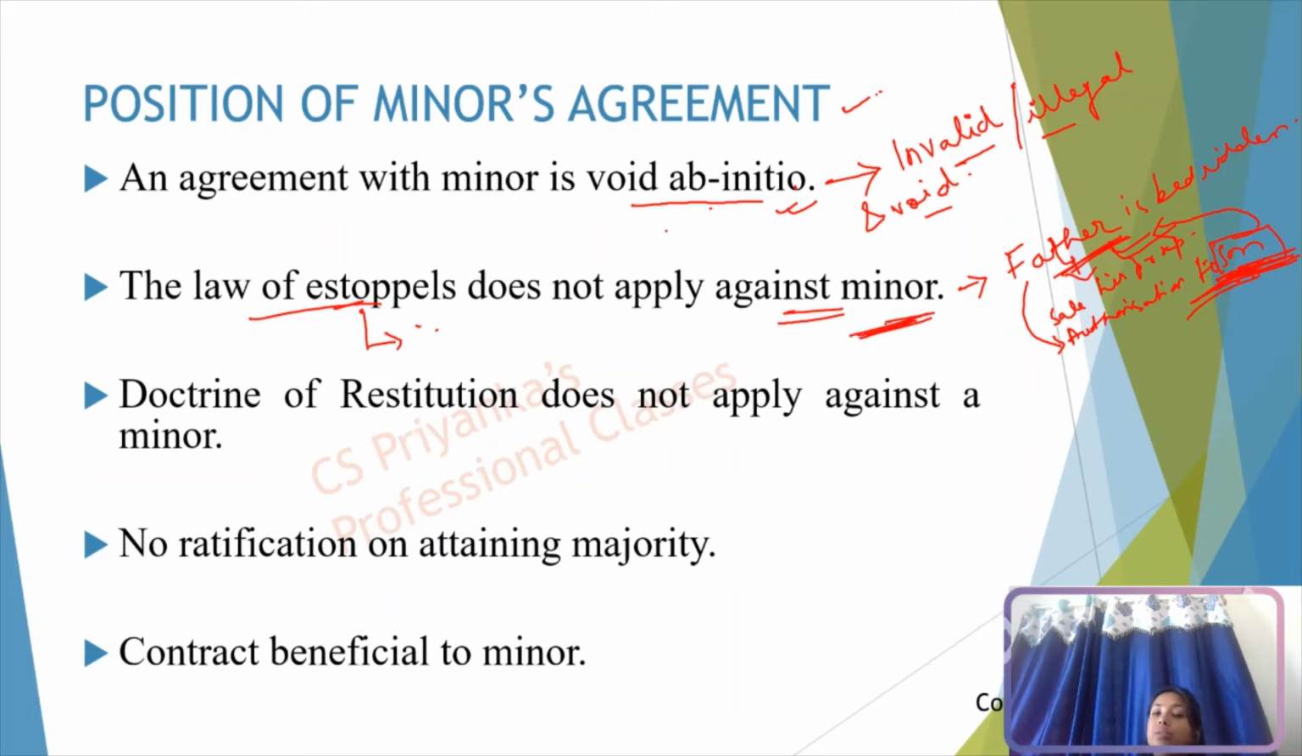If your son or any person is a minor, you cannot trust that person, or give any type of responsibility to the minor. So the law of estoppel in that case is not applicable.